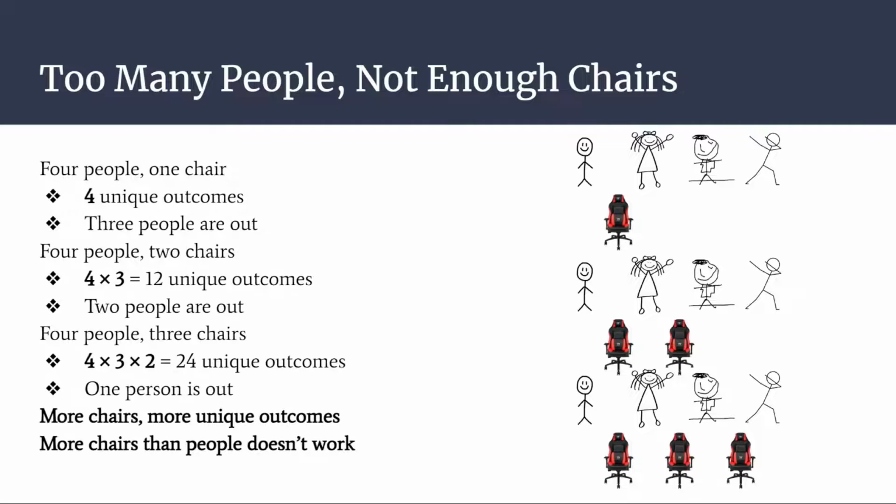If there was a round with 1 chair and the same 4 people, there'd be 4 total outcomes, 1 for each possible winner. In this version of the game, 3 people are left chairless. In a round with 4 people and 2 chairs, there are 12 outcomes, with 2 people left out this time. In reviewing the example with 4 people and 3 chairs, only 1 person is left out, and there are 24 unique outcomes. The number of outcomes seems to follow a factorial pattern, when more chairs are added. The only rule is that the number of people has to be equal or greater to the number of chairs.